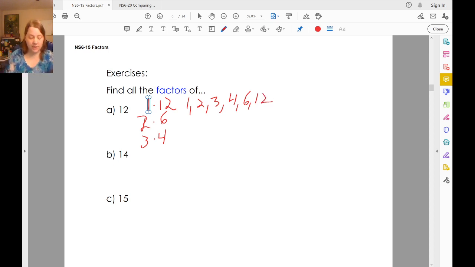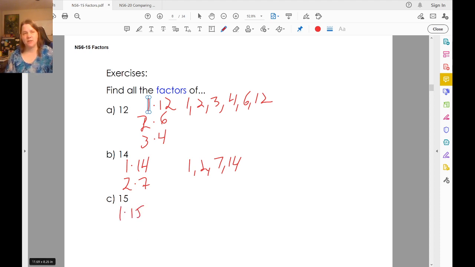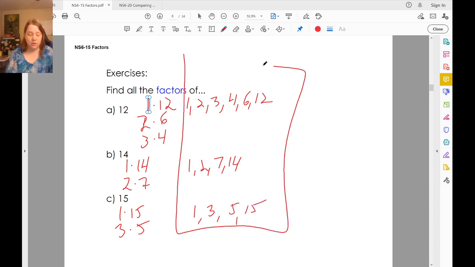To find the factors of 14, I know that 1 times 14 equals 14. I also know that 2 times 7 equals 14. Is there anything else? Nope. So the factors are 1, 2, 7, 14. 15. 1 times 15. 2 times something doesn't make 15. But I could do 3 times 5. So the factors of 15 are 1, 3, 5, and 15. So with these numbers, you can multiply these numbers times something to get the original.